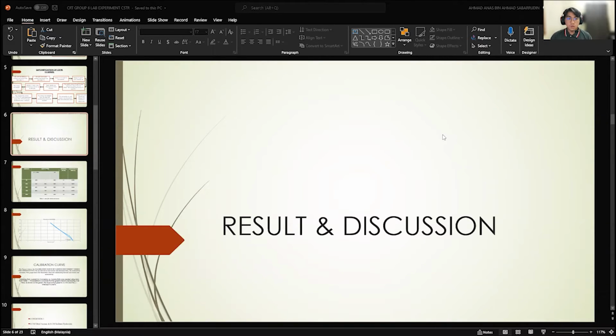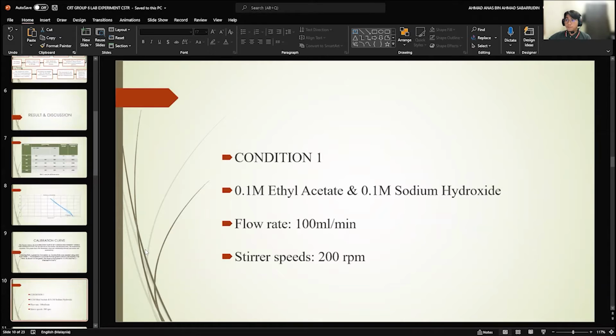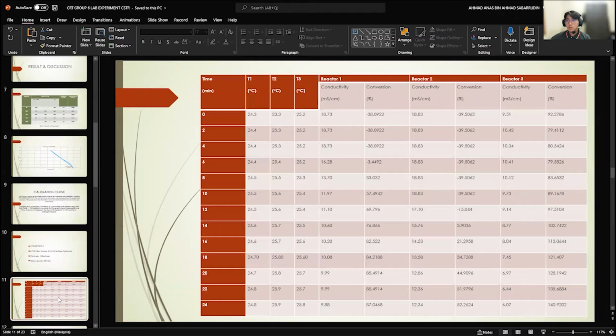Assalamualaikum warahmatullahi wabarakatuh. My name is Ahmad Anas bin Ahmad Sabaruddin, metric number KH20051. Today for this CSTR experiment, I will discuss the result and discussion. For condition 1, we use 0.1 molar ethyl acetate and 0.1 molar sodium hydroxide. The flow rate was adjusted to 100 milliliters per minute, and the stir speed to 200 RPM. This is the result that we got from the experiment. We used 0 to 24 minutes to complete the experiment for condition 1.